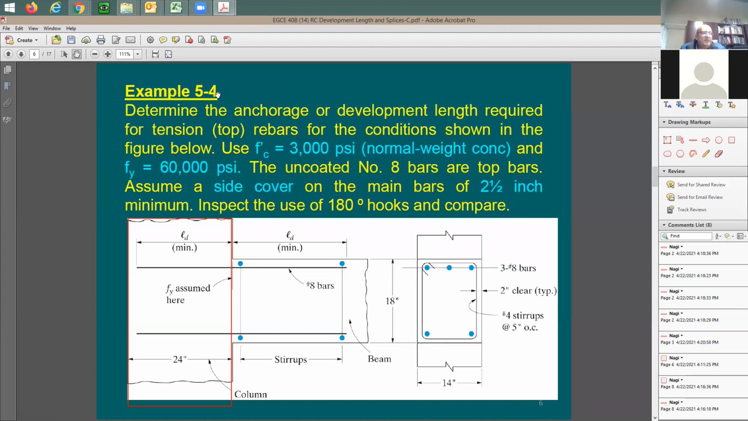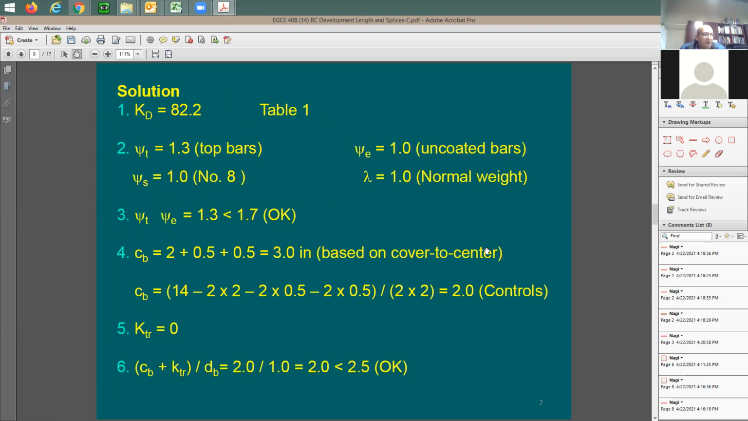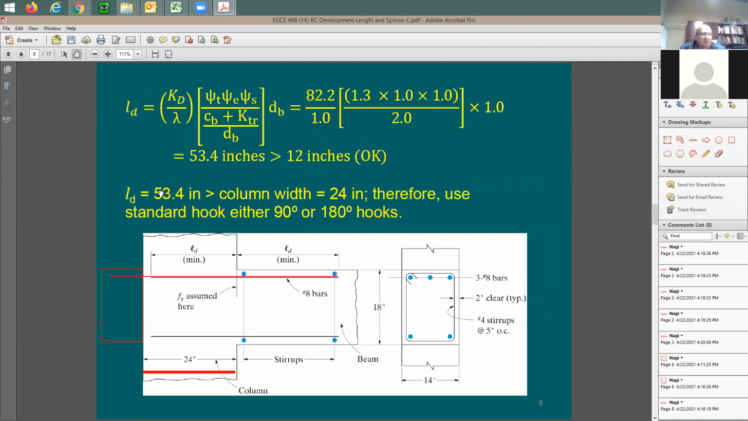Now, going back to the example we started with, you have the column of 24-inch, and then you have this information about the rebar. You have the rebar size, the location, you have CB, and then we tried first for L sub D. When we did L sub D, it's supposed to be, let's say, 54 inches. But the available distance here is only 24 inches, so this is not a good idea.